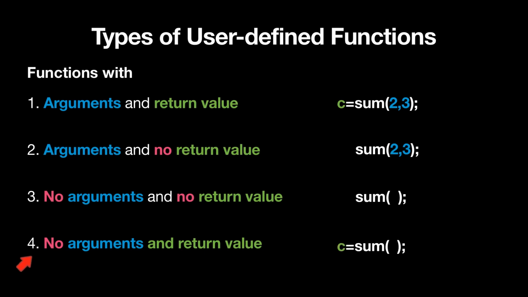The fourth type is the functions with no arguments. Then the function call, inside the brackets you will not find any actual arguments, and with a return value. When there is a return value, it needs to be used or stored in a variable. Just like in the first case, you require a variable to store this value which gets returned.